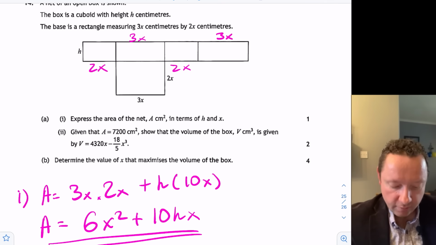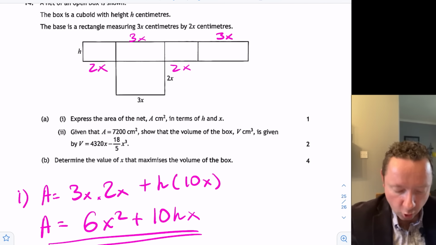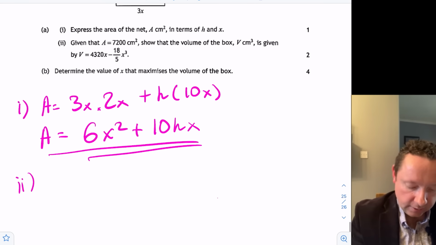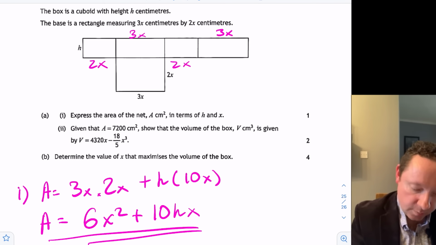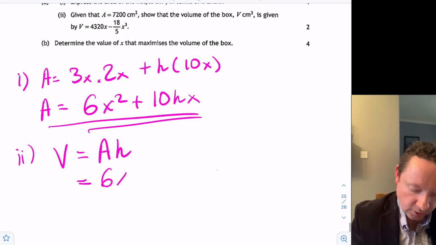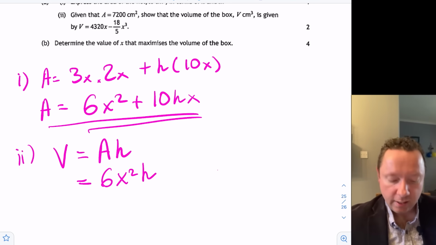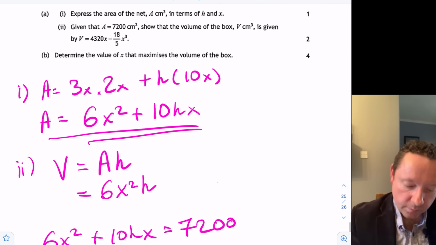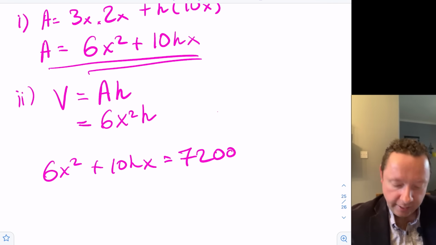Part 2, given the area is 7,200 centimetres squared, so the volume is given by this. Well, volume of a cuboid is area of the base times the height. Well, the base is this bit here, which we already know is 6x squared. So that's 6x squared h. But that's got h in it, so we need to get rid of that h. But we already know that 6x squared plus 10hx equals 7,200 from the question. So we can rearrange that to find h.